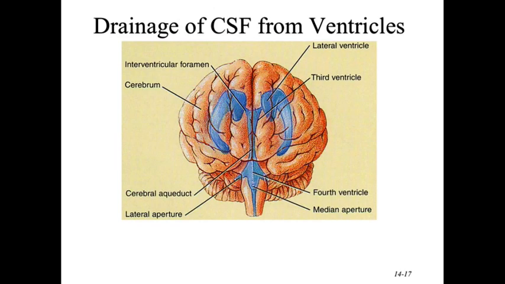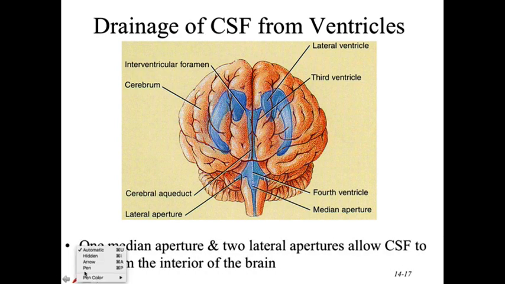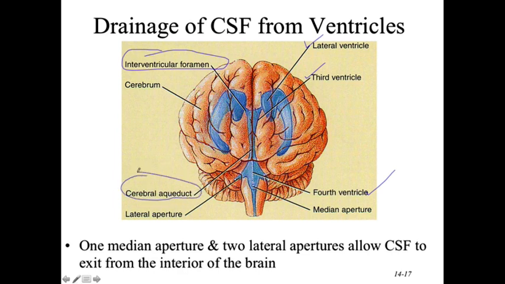Now here's a view, a different perspective, showing the ventricles once again. So here's the lateral ventricles, 1 and 2. Here's the third ventricle, and here's the fourth ventricle. You can see the interventricular foramen of Monroe, which is how it exits the lateral ventricles 1 and 2 and gets into the third ventricle. And then we can see the cerebral aqueduct of Sylvius or Sylvia going from the third into the fourth ventricle. You can see the lateral aperture, you can see the median aperture, and you can see the central canal right there.